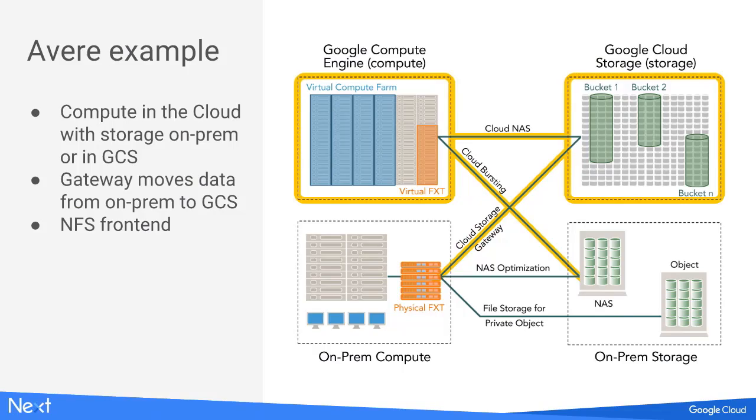We partner with Avere, for example. They're really great for high performance compute, because they allow you to store data that's on premise and make the data available for compute instances in the cloud, or vice versa, which is you have data in the cloud, taking advantage of low-cost GCS, and then allowing on-premise compute to access the data that's in the cloud.